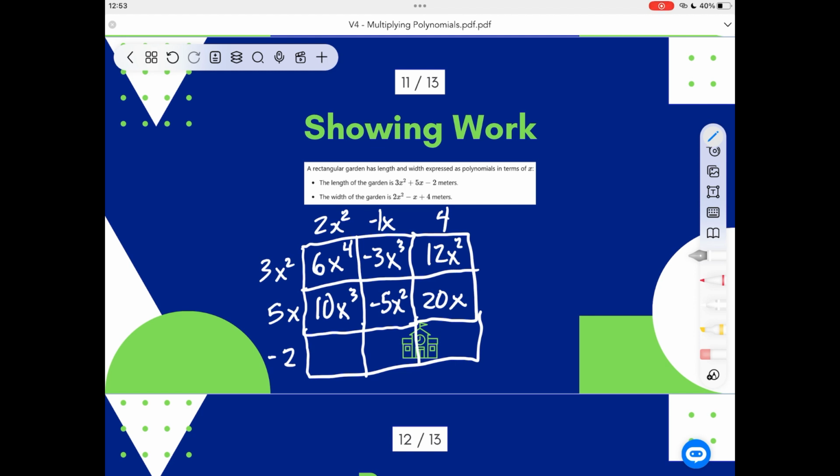Bottom left, 2 times negative 2 is negative 4. X squared stays just x squared because the number we're multiplying by, negative 2, does not have an x. Negative 2 times negative 1x, when we do a negative times a negative, that makes a positive. So this is positive 2 with a single x factor. And finally, 4 times negative 2, that's going to make negative 8.